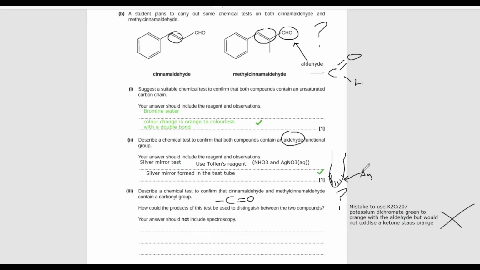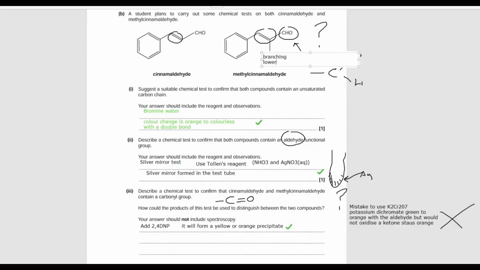Now, there is a test that confirms the presence of the carbonyl group. And it is 2,4-DNP, dinitrophenylhydrazine. And so 2,4-DNP, or 2,4-dinitrophenylhydrazine, reacts with both of these carbonyl compounds, and it forms a yellow or orange precipitate, which is the product. Now, the product is a dinitrophenylhydrazone. So it forms a complex organic product when both of these react.